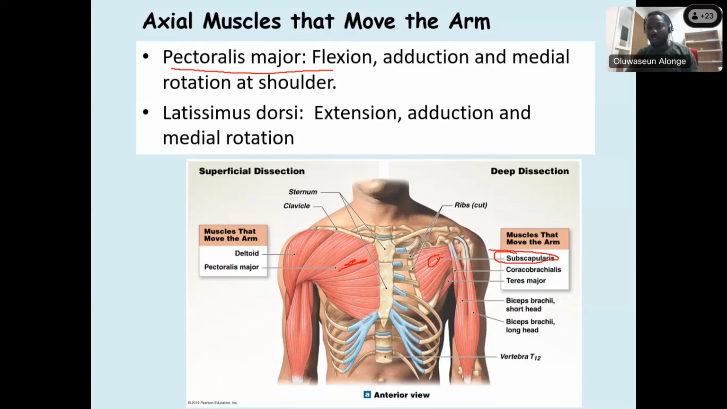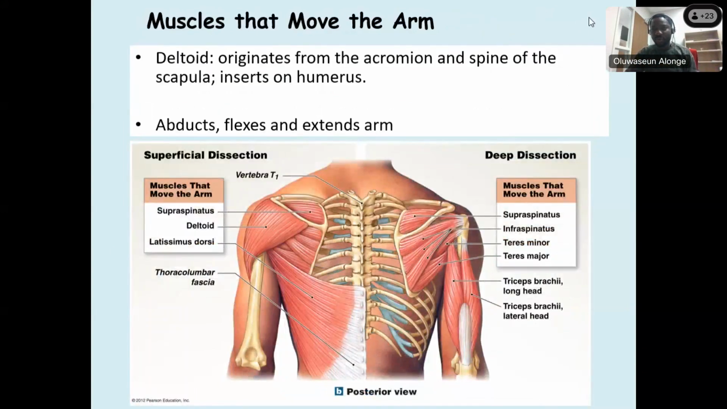Yes, supraspinatus. Let me go back to that slide if you are asking about it. So for those muscles there, we have the supraspinatus, which is posterior. You know this posterior view, right? So you have the supraspinatus, which is this muscle here. Then you have infraspinatus, which is here. This is supraspinatus, infraspinatus.